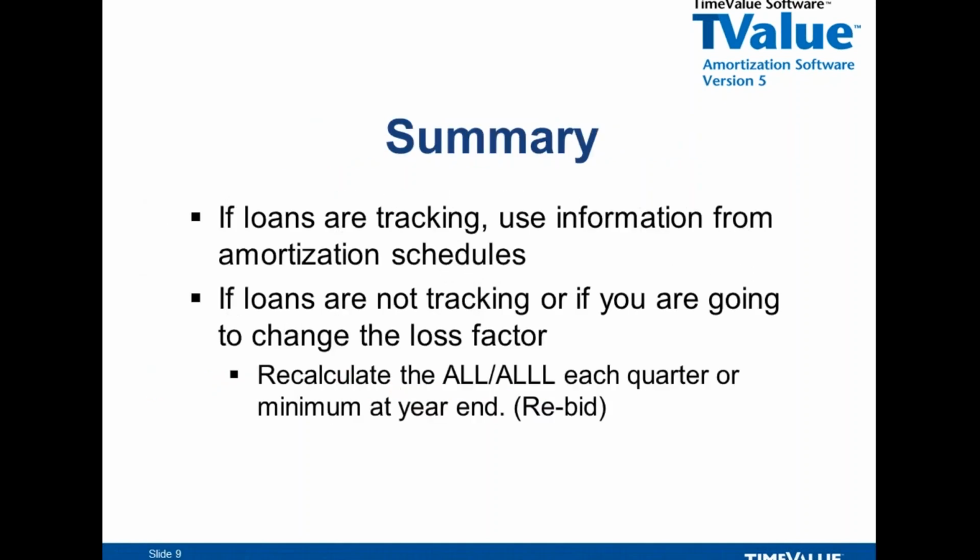So a quick summary: if loans are tracking, use the amortization schedule. You have all the information you need. It's going to be very close. This is a reserve, so you just don't have to be exactly to the penny. If the loans aren't tracking, we do recommend that you do it at least on a quarterly basis. We recalculate, so you're going to figure out what your new allowance is based upon the information you have. And it's actually a real simple process.